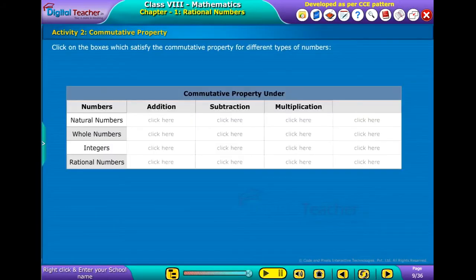Let us do an activity on commutative property. Click on the boxes which satisfy the commutative property for different types of numbers.